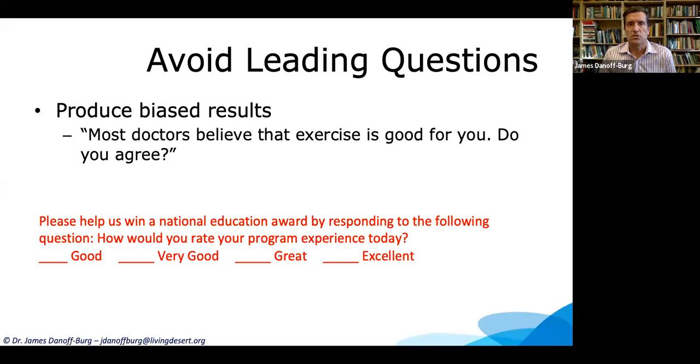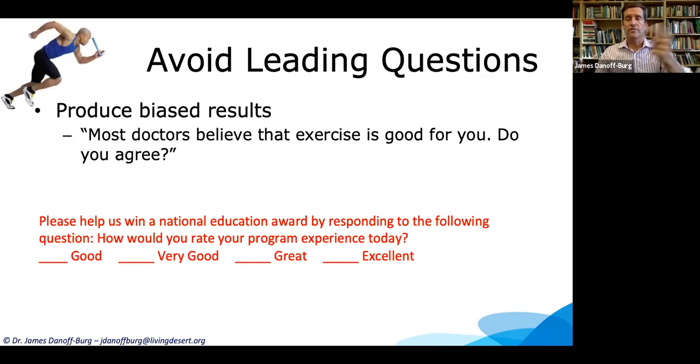Well, yeah, because there was no other option to say that it wasn't good or less than good. Make sense? So fixing leading questions can be pretty simple as well. The challenge is detecting that a question is in fact a leading question. That's the benefit of asking your friend.